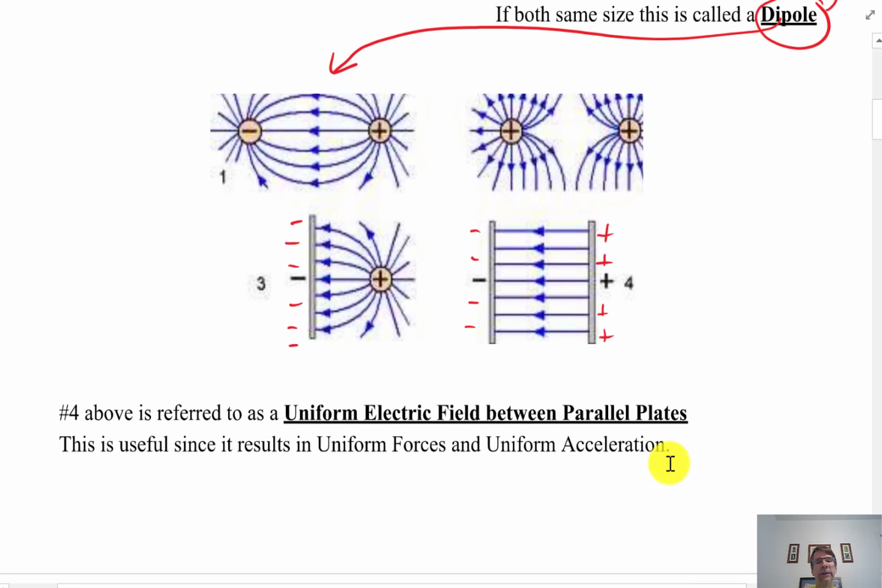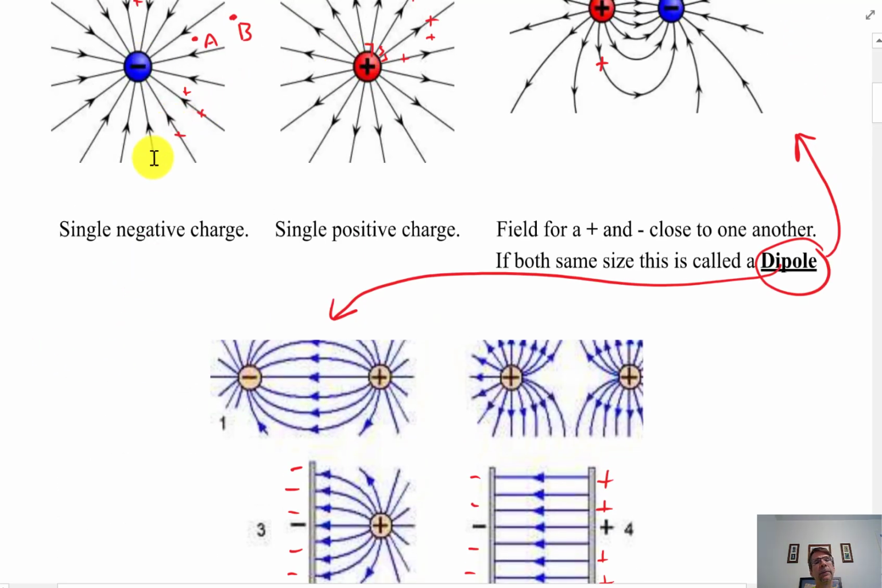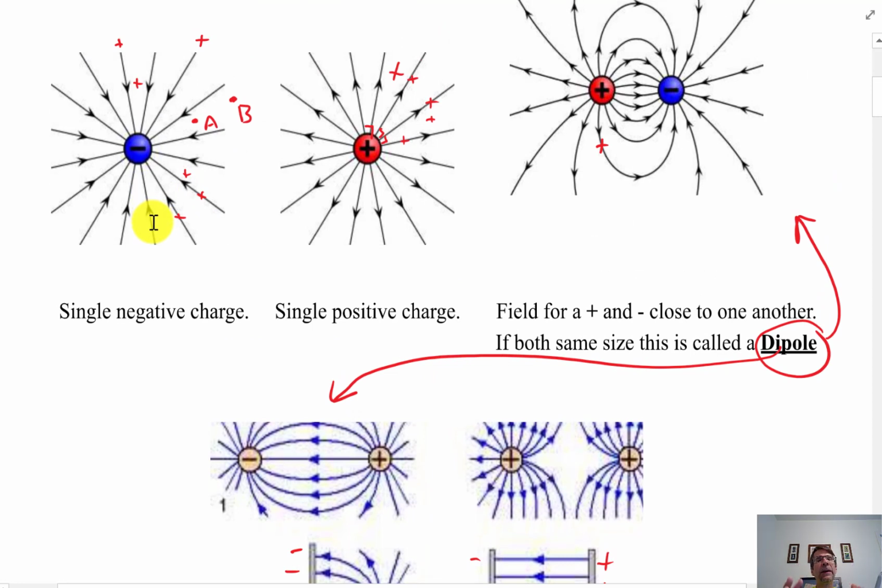I say that right here. It's very important. Uniform fields are really nice. Symmetrical fields are nice, like the ones up here above. These first two are symmetrical. There's some uniformity to them, but they're not uniform in the sense of everything being equally spaced parallel lines.